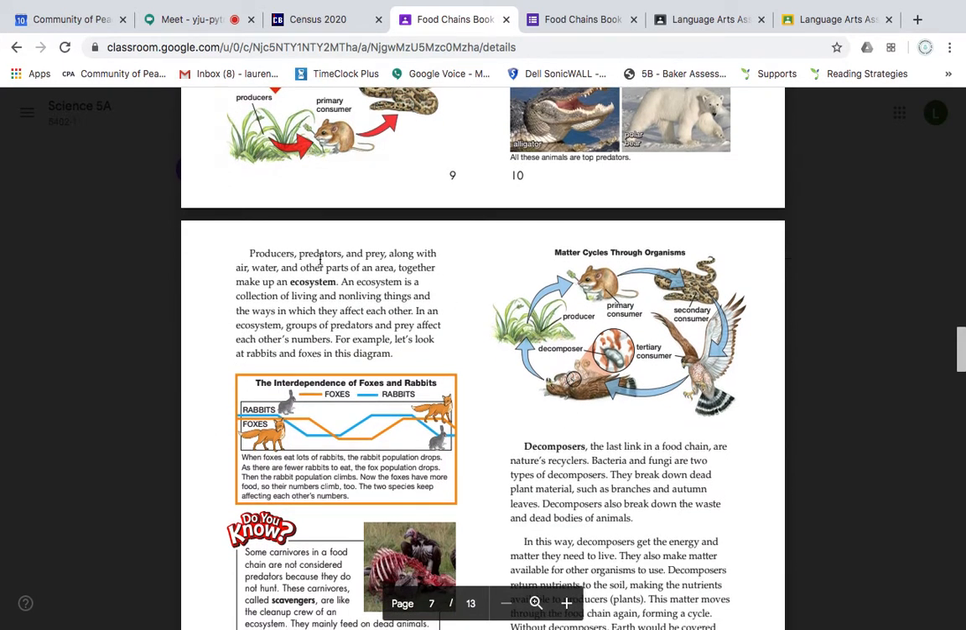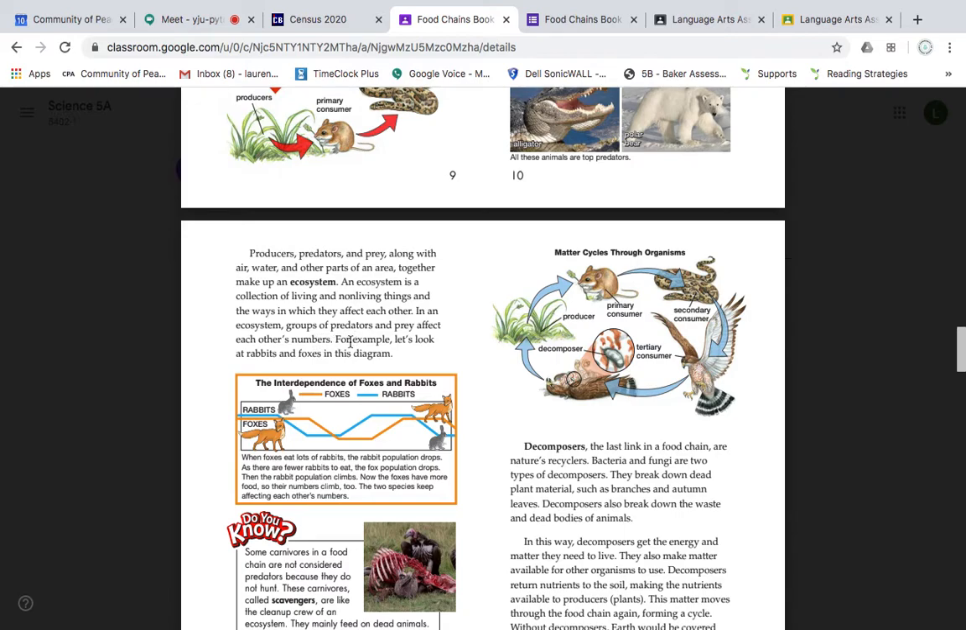Producers, predators, and prey, along with air, water, and other parts of an area, together make up an ecosystem. An ecosystem is a collection of living and non-living things and the ways in which they affect each other. In an ecosystem, groups of predators and prey affect each other's numbers.